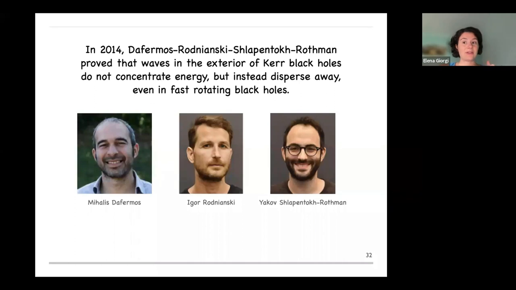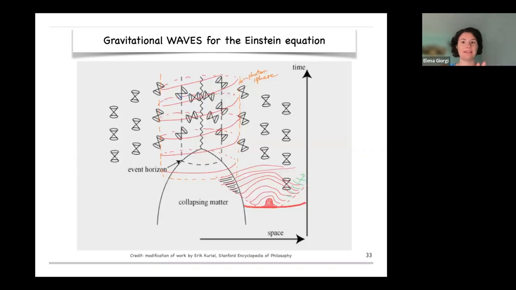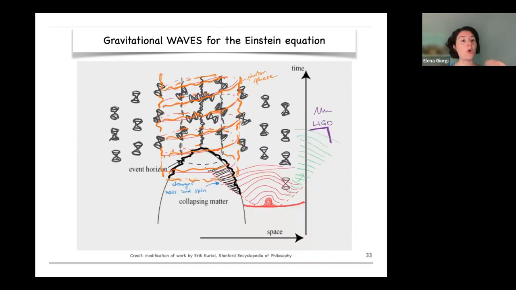And now we consider the case of not just waves on a fixed Kerr black hole, but rather gravitational waves for the Einstein equation. So for now, we look at waves on a given black hole and see they do not concentrate energy. But the full conjecture of black hole stability actually concerns solutions to the Einstein equation. So in particular, this means that this perturbation that starts here will actually change the black hole itself.